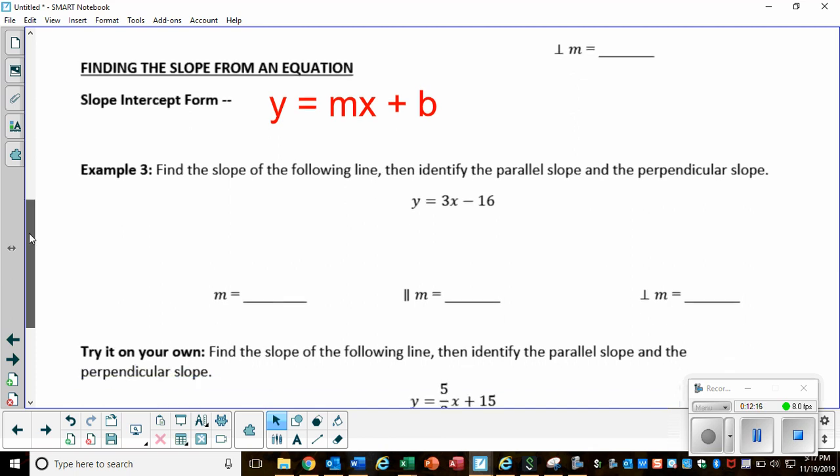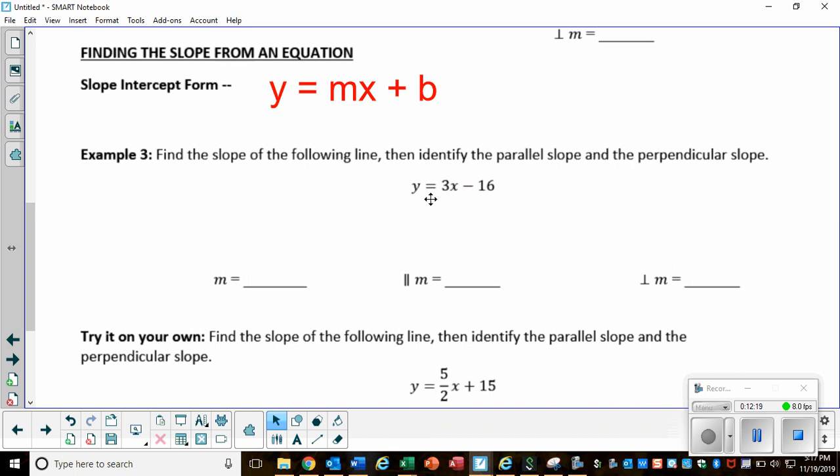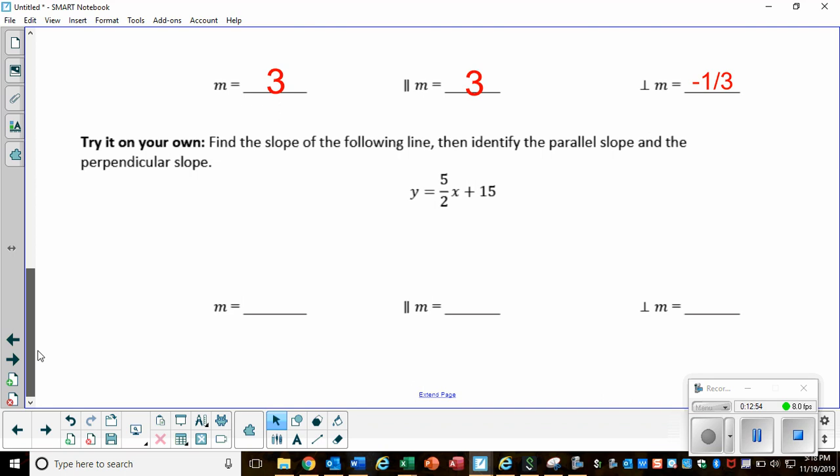So example 3, find the slope from the following line. This is in the form y equals a number times x plus another number or minus another number. So to find my slope, I look at the x term. I'm going to pick the number. So this number right here is my slope. So m is 3. The parallel m is also 3. But the perpendicular is the opposite reciprocal. So I flip it over and make it a different sign. Make it negative. Okay? And now you guys are going to try this one on your own.